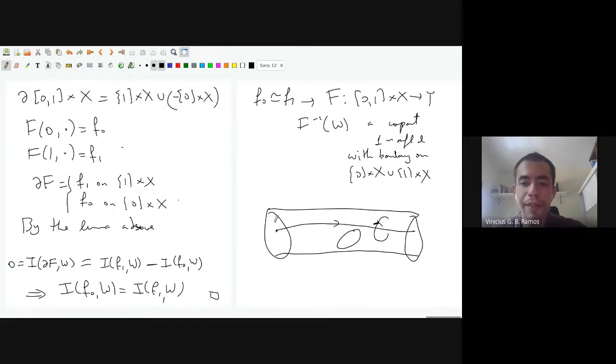Could be something like this. Then it could be like this. It's a one manifold, compact one manifold with boundary on this. So that means, when you count the number of points, you're going to have the points on 1 times x and the points on 0 times x.